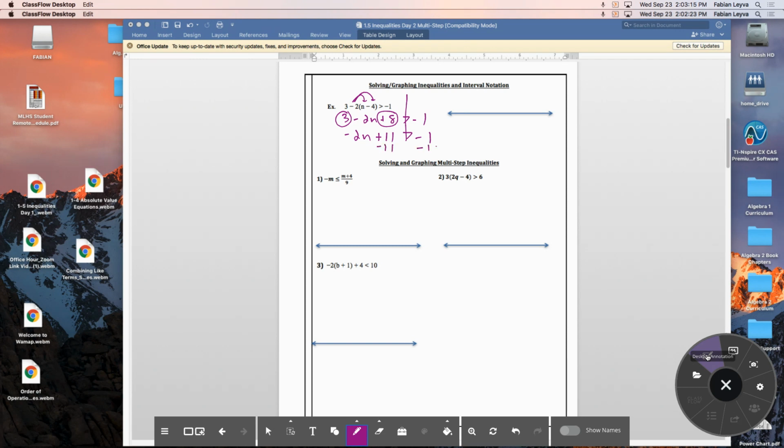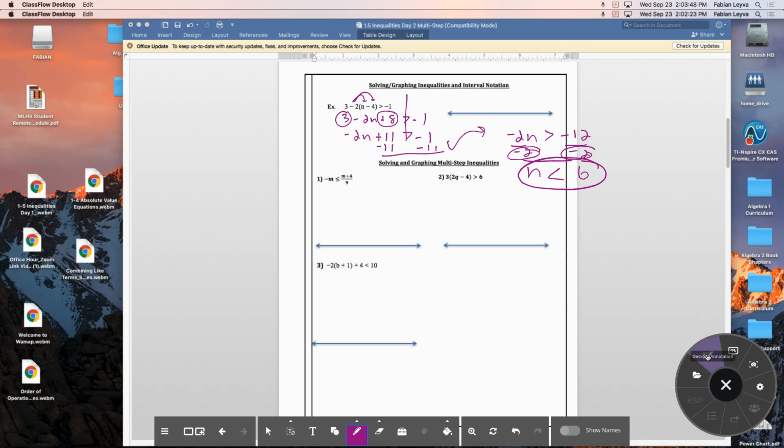Subtracting 11 on both sides, I end up with a negative 2n is greater than a negative 12. Finally, dividing by negative 2, n is greater than 6. Now, you guys might have seen, oh man, he made a mistake, but I remembered last minute that whenever I divide or multiply by a negative, I have to flip the inequality. So do not forget, or unfortunately you're going to get it wrong. So this is my solution.